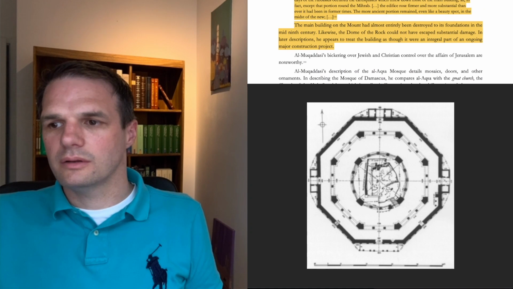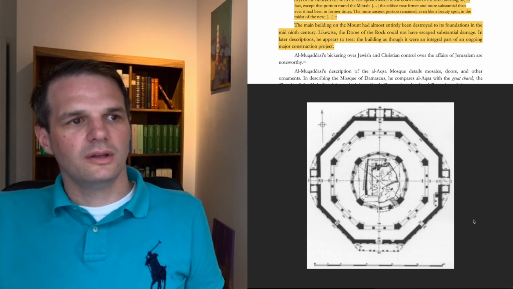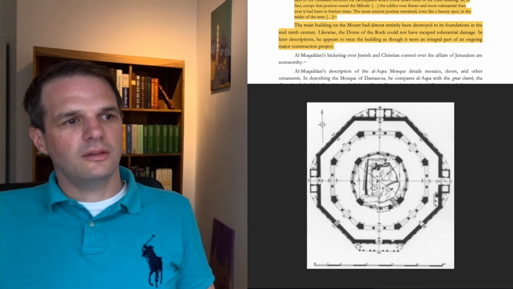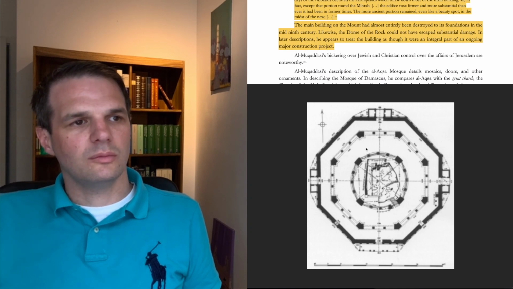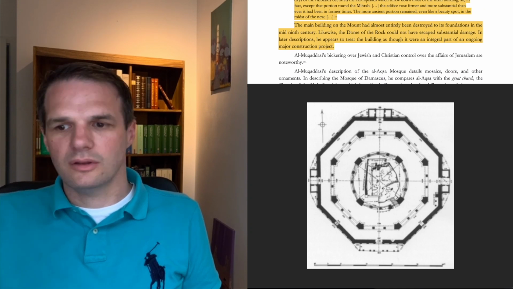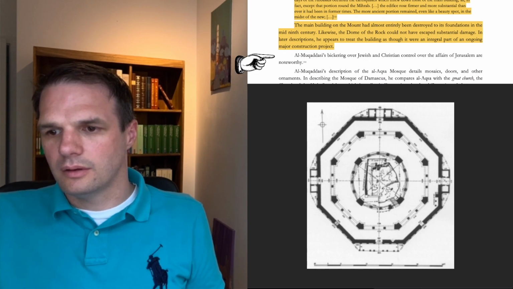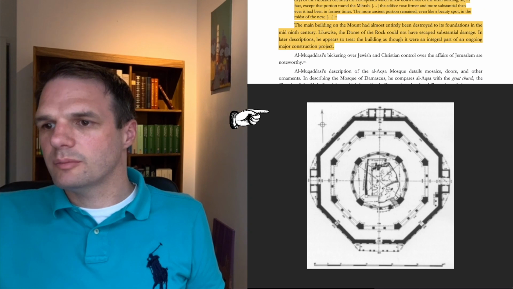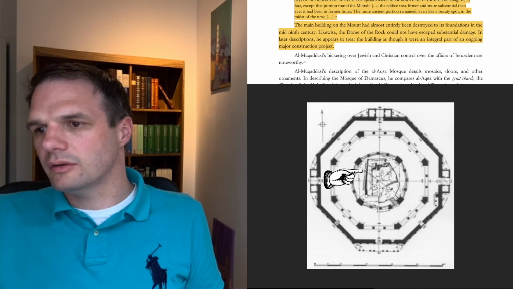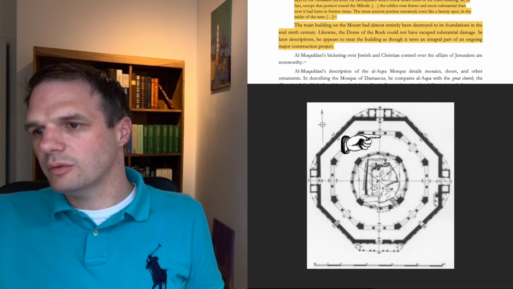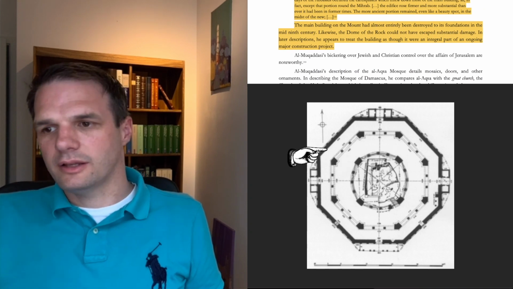Let's have a quick look here at the floor plan of the Dome of the Rock. You can see that the bulk of the Dome of the Rock is supported by these pillars. Right, let me get my pointer again here. So there are these pillars here, here, here, here, and then also around the center, and also here the smaller pillars. So basically it's completely held up by pillars.